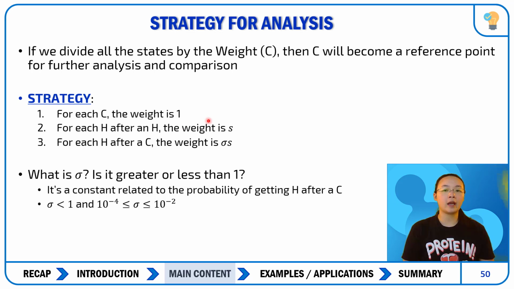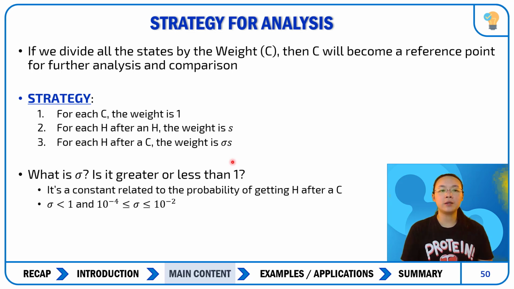When we take a look at the weight of a helix state, we have to consider two options, just like before. So instead of looking at the V and the W, we now have the weight of H, but we just multiply it by a factor to see what its neighboring monomers are like. So for every H that comes after an H, the weight is S. But for every H that comes after a C, we use sigma S.